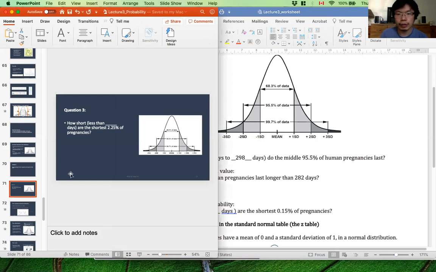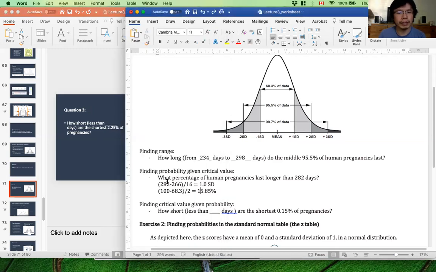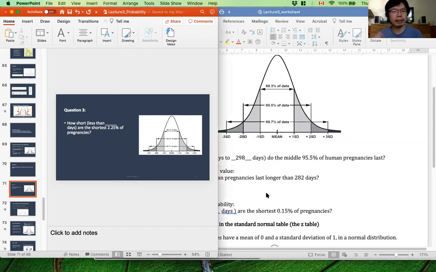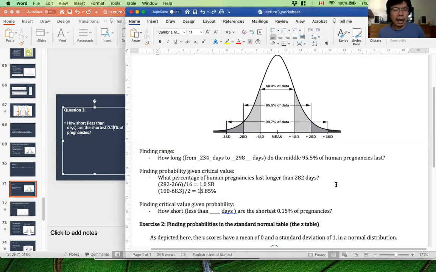And the third way of using this rule is if we are given a probability, we want to find out the critical value. For example, let's say 0.15%. How short are the shortest 0.15% of pregnancies? We want to determine what exactly is normal and abnormal, okay? And we determine that as we choose the threshold. If it's less than 0.15%, it's extremely abnormal if it's shorter than that, right?